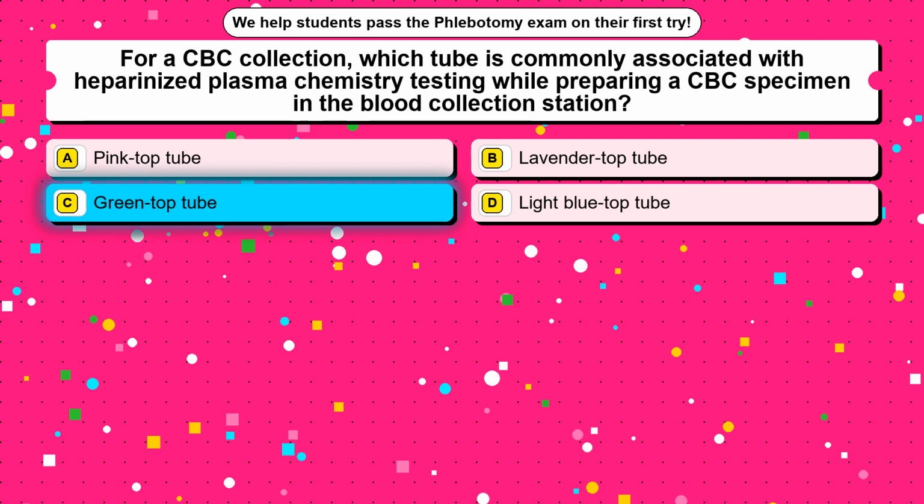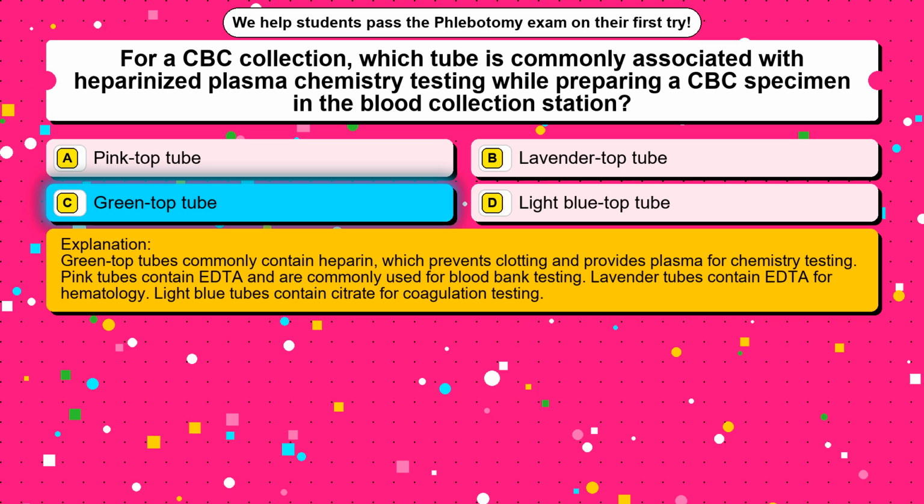The correct answer is option C. Green top tube. Green top tubes commonly contain heparin, which prevents clotting and provides plasma for chemistry testing. Pink tubes contain EDTA and are commonly used for blood bank testing. Lavender tubes contain EDTA for hematology. Light blue tubes contain citrate for coagulation testing.